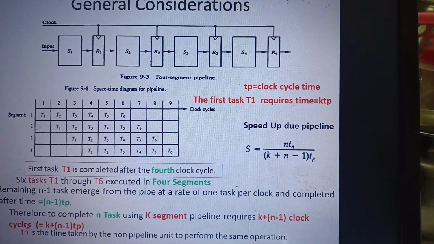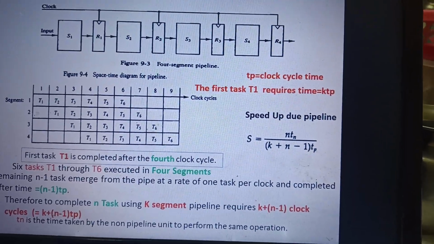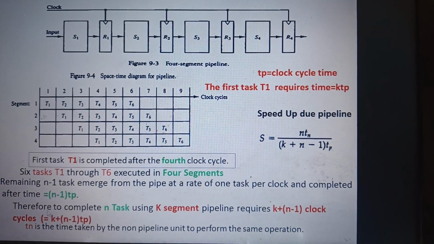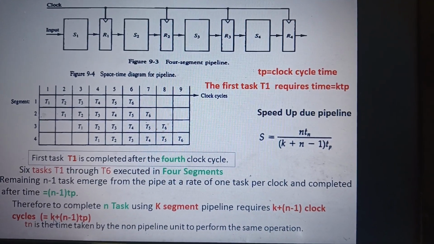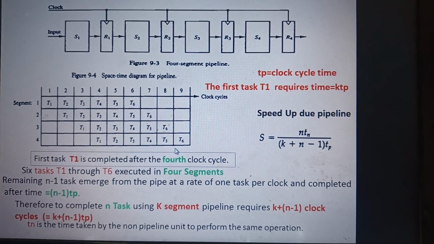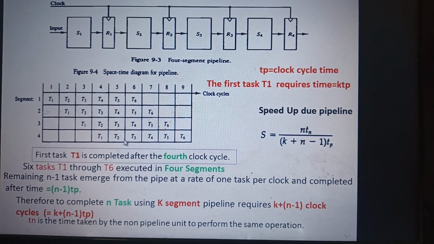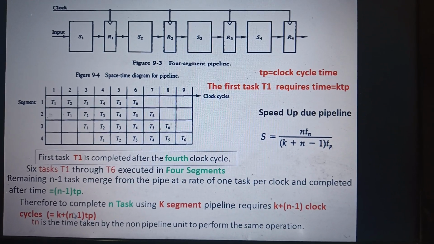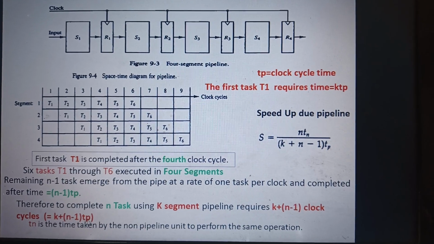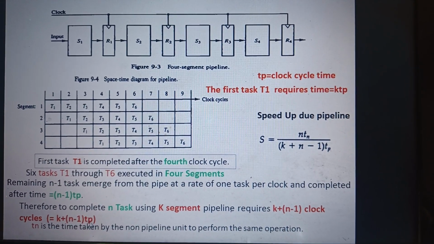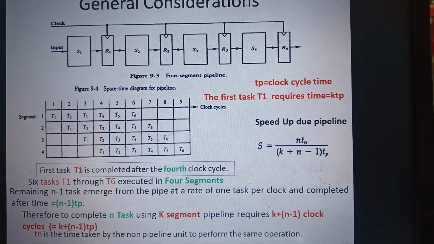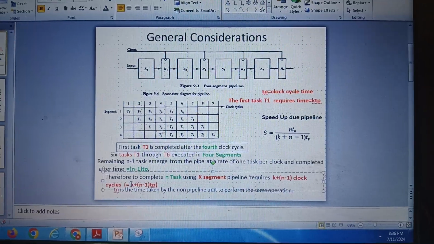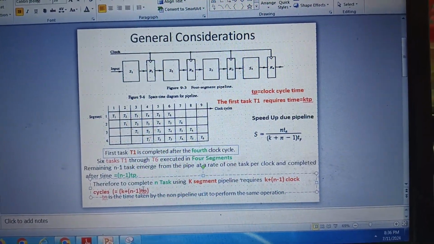So that's the reason I can say that time required to complete n tasks is total 4. This 4 means we have 4 segments. That's the reason K is talking about 4, number of segments, plus how many tasks there are. If I have 6 tasks, then the number added is 5, that is 6 minus 1. If I have n tasks, then I should add n minus 1. So K plus n minus 1 TP. TP is a clock period. K plus n minus 1 TP. This is a whole bracket.